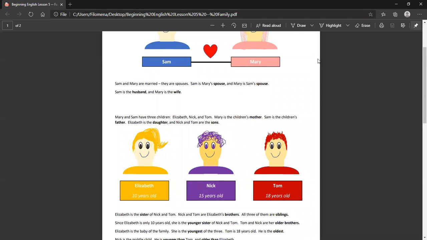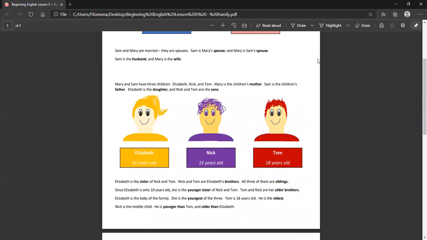Mary and Sam have 3 children, Elizabeth, Nick, and Tom. Mary is the children's mother. Sam is the children's father. Elizabeth is the daughter, and Nick and Tom are the sons. Look at Elizabeth and Nick and Tom. So Elizabeth is the sister, and Nick and Tom are her brothers.